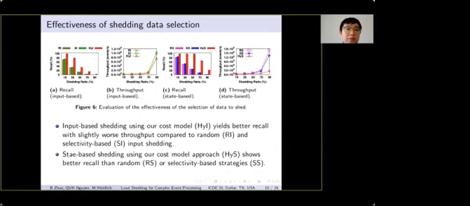Next, we evaluate the effectiveness of shedding data selection compared to the other 4 baselines. Input-based shedding with our cost model yields better recall than random-based and selectivity-based input shedding. We observe the same for state-based shedding.